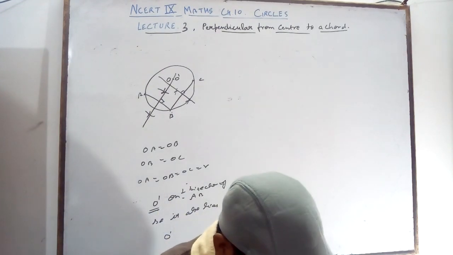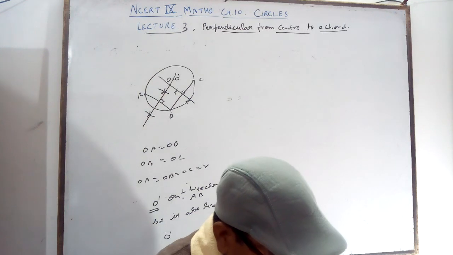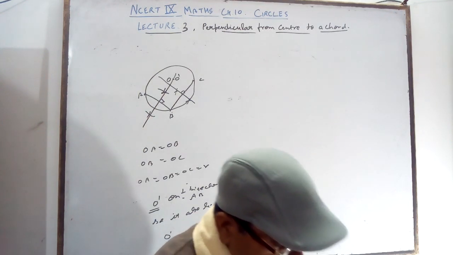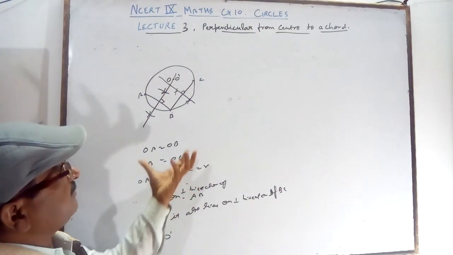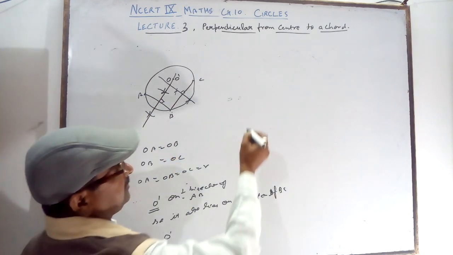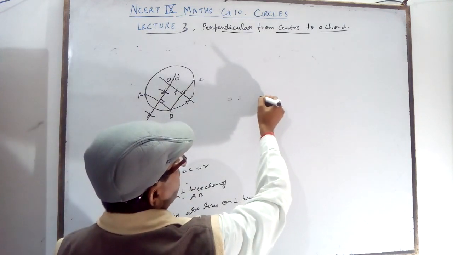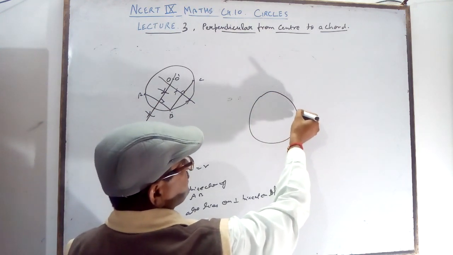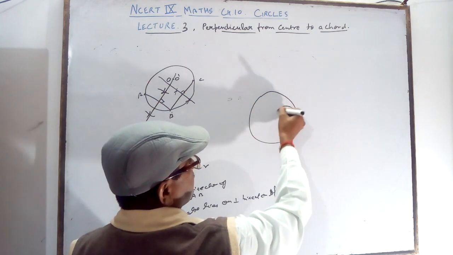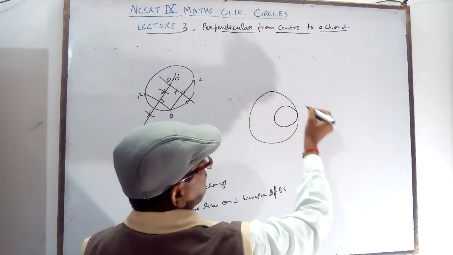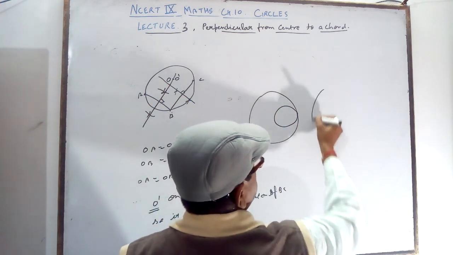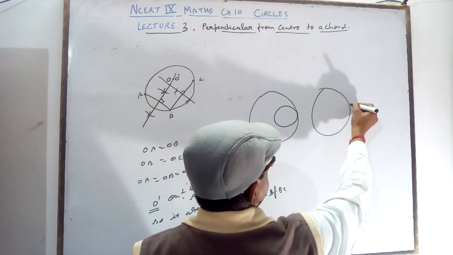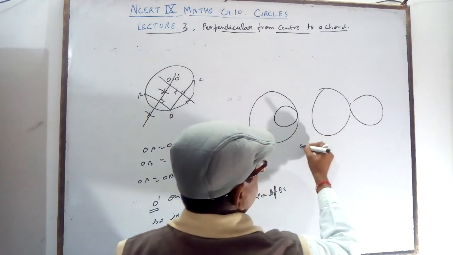Two circles on a plane have intersecting points. What are the intersecting points of two circles? First, they can intersect internally at one point. They can intersect externally at one point.